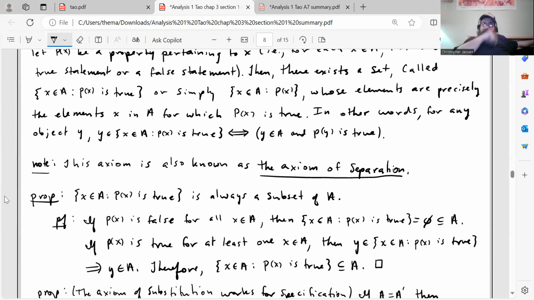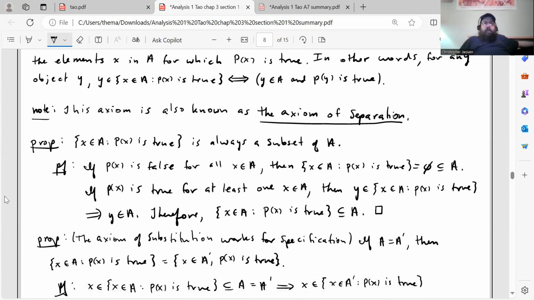So here's a note. This axiom is also known as the axiom of separation, so you might see it written that way in other books. Particularly, I think Patrick Suppes' book refers to it as the axiom of separation. I might be wrong about that, but I'll talk about Patrick Suppes' book on set theory maybe at some point in the future.